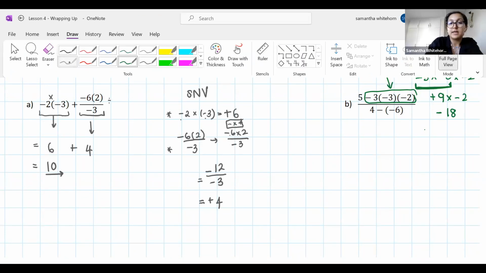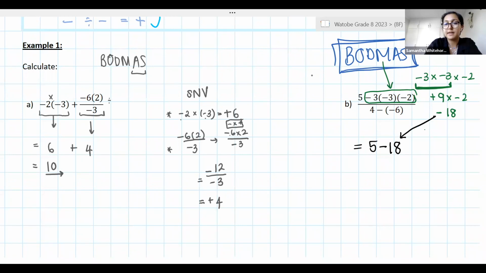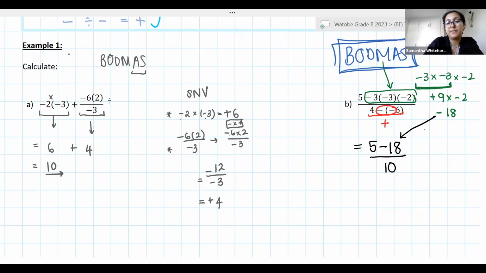So what I have in my numerator is 5 minus 18, and that 18 has come from my multiplication. Then in my denominator, so at the bottom, I've got 4 minus -6. And we know that when we've got those two minus signs sitting right next to each other, I actually have a plus. And so 4 plus 6 is now 10. Then I can go and do my addition and subtraction in my numerator. So 5 minus 18 gives me -13 all over 10.